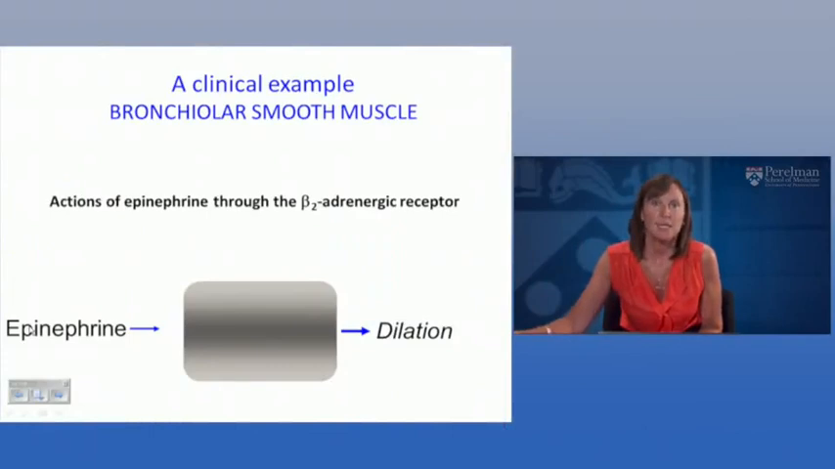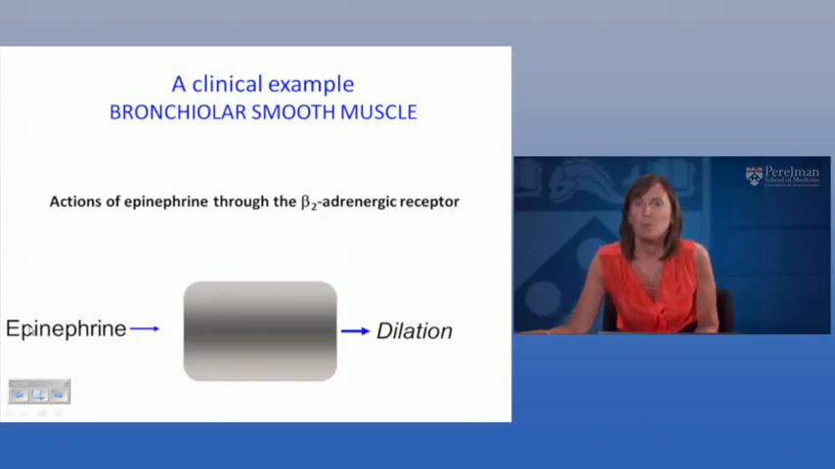Let's translate this into a clinical example. And the clinical example I am going to give you is bronchiolar smooth muscle cells. Where are these found? Not too surprisingly, in the bronchus, in lung tissue.